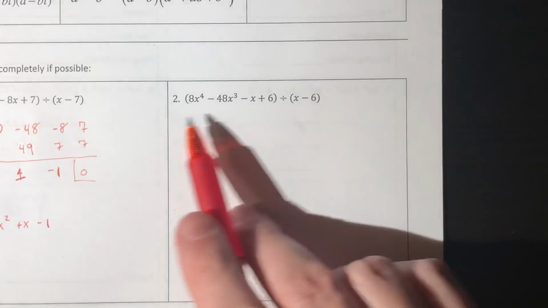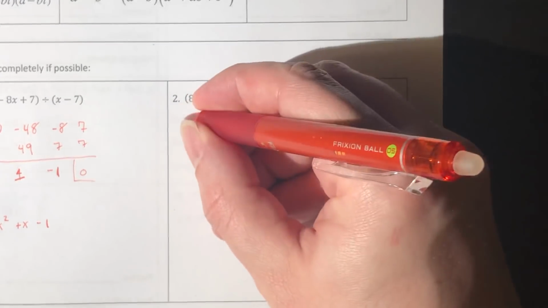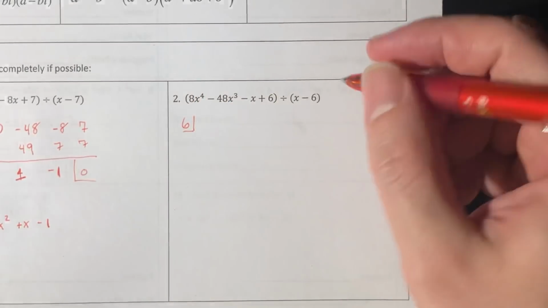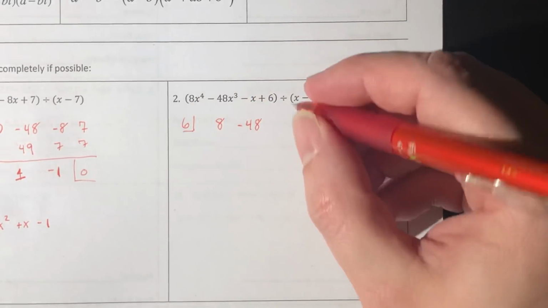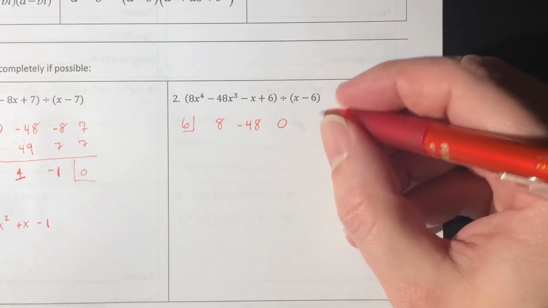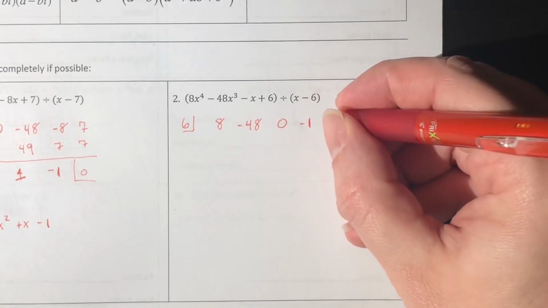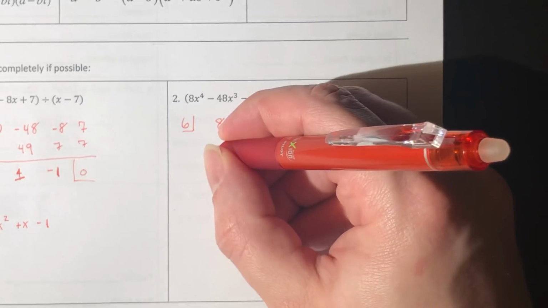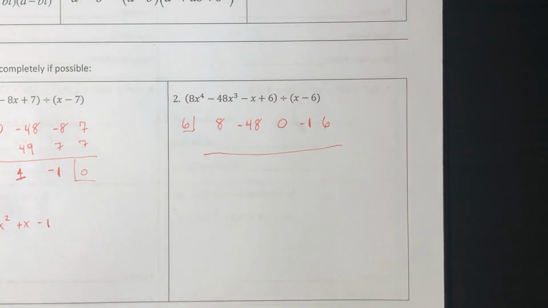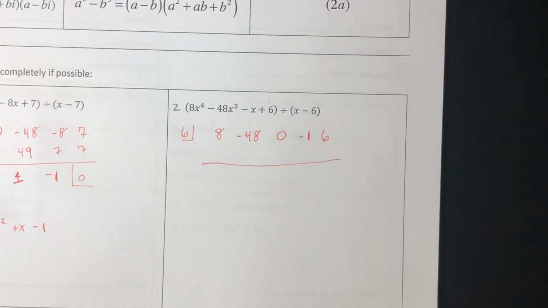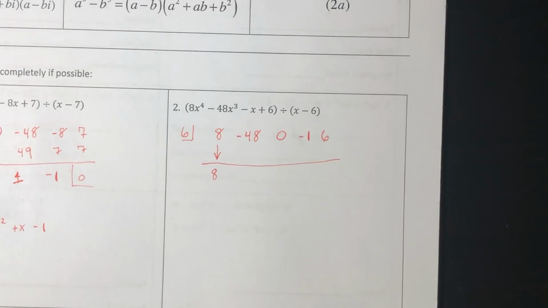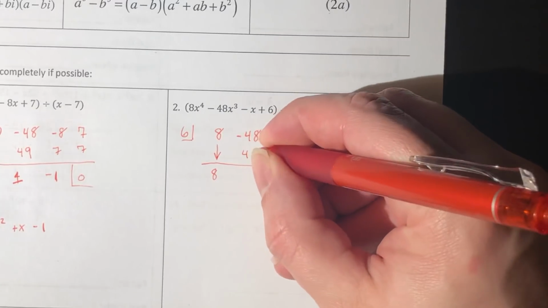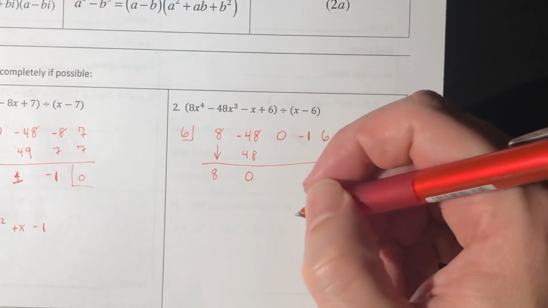Looking at number 2, I divide this. So I'm going to put a 6 here. And then I've got 8, negative 48, 0 because I don't have any x squareds, negative 1, and 6. I drop right down that 8. 8 times 6 is 48. That gives me a 0 there.